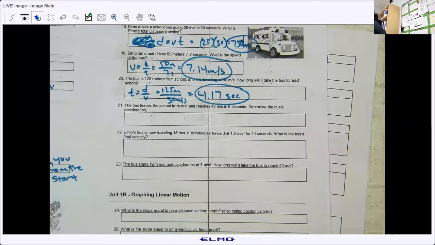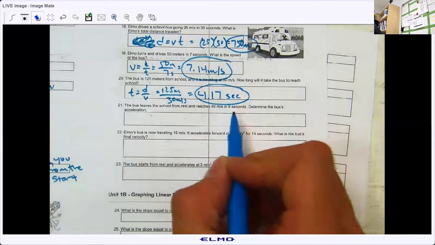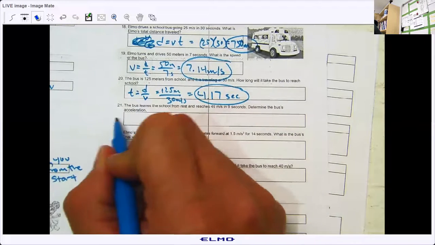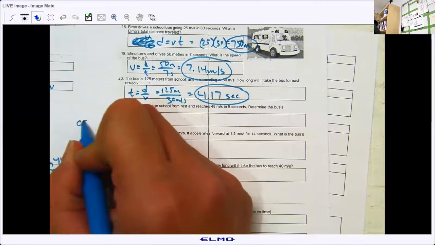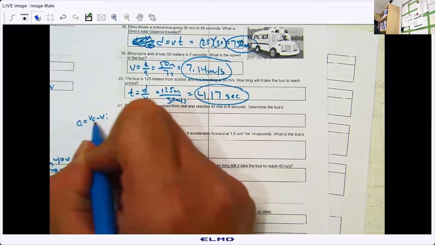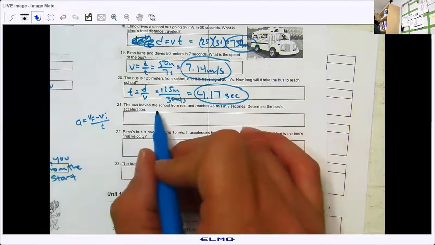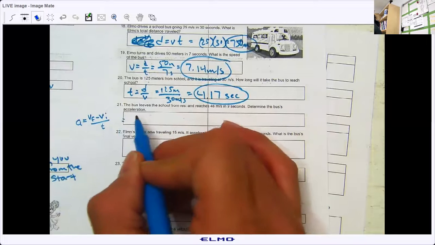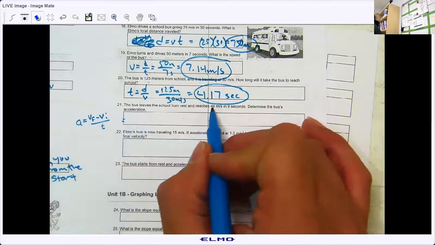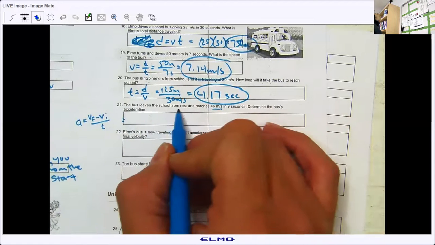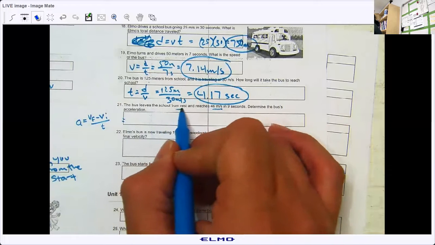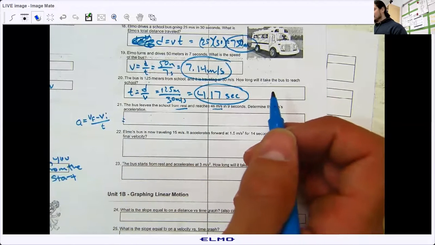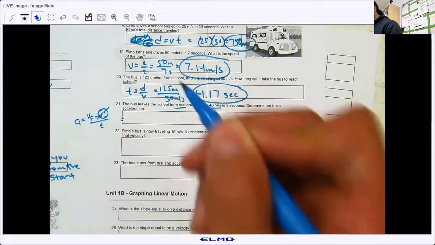The bus leaves school from rest and reaches 46 meters per second in 9 seconds. Determine the bus acceleration. Acceleration is final velocity minus initial velocity divided by time. So if the bus leaves school, and we're looking for acceleration, we can just plug in for that. So the final velocity is 46 meters per second. It leaves school from rest. So that means it started from rest. That's the initial velocity. Initial velocity is going to end up being 0.